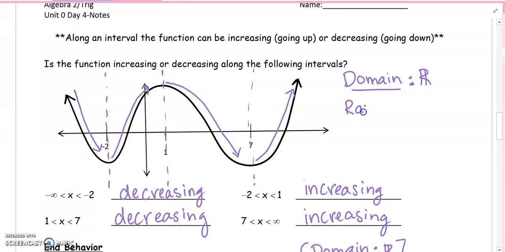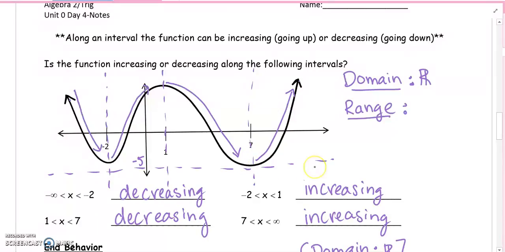Now if I look at my range, we want to look at both end arrows. This time both end arrows are pointing up. So that means it's going up forever but not down forever. So the range, I'm going to look right here. I'm going to say this is negative 5.